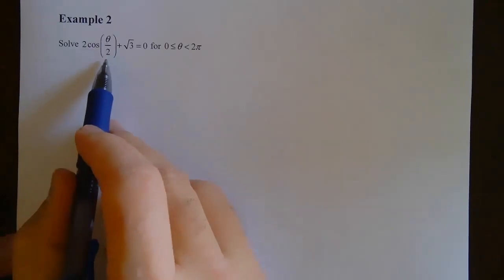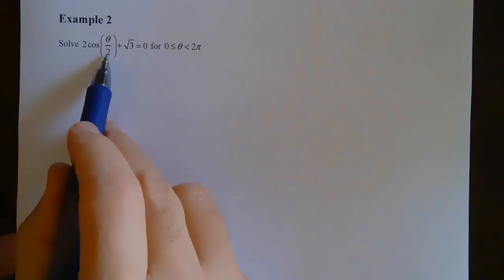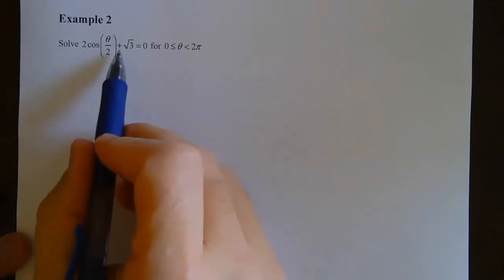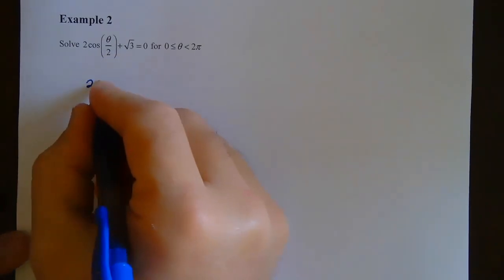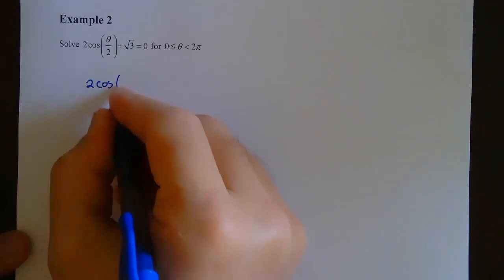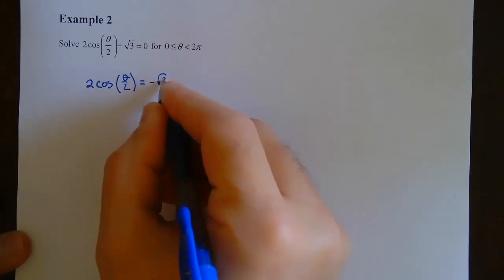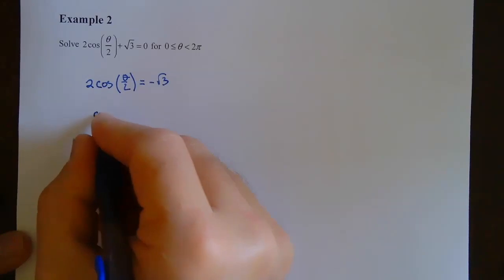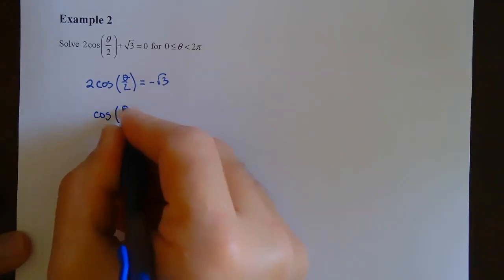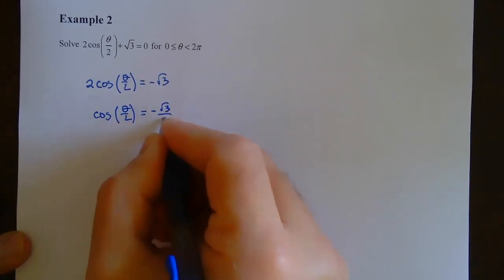Okay, so for this problem, we want to solve 2 cosine of theta over 2 plus the square root of 3 is equal to 0. So we want to get this cosine of theta over 2 isolated. So we want to get it by itself. So we're going to subtract square root of 3 from both sides. So this would give us 2 times cosine of theta over 2 is equal to negative square root of 3. Okay, and then divide both sides by 2 or multiply both sides by 1/2. And then cosine of theta over 2 is equal to negative square root of 3 over 2.